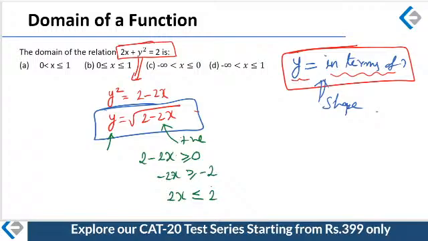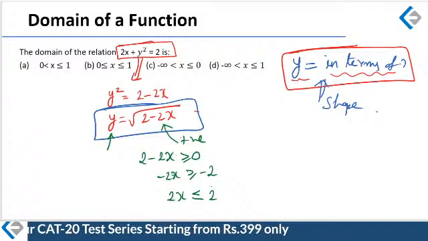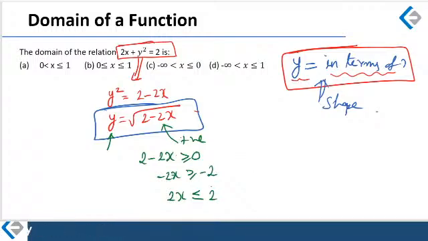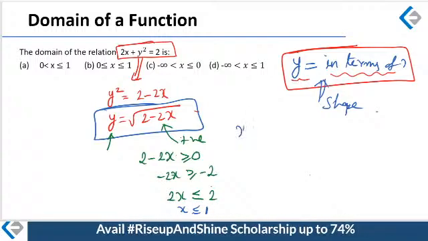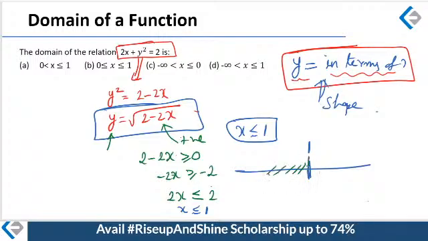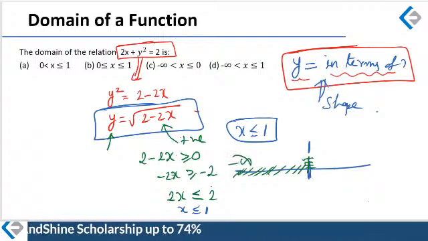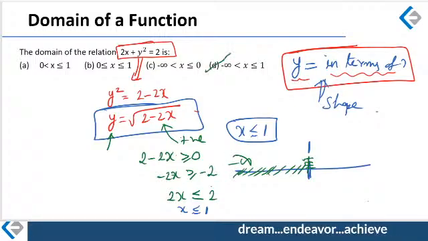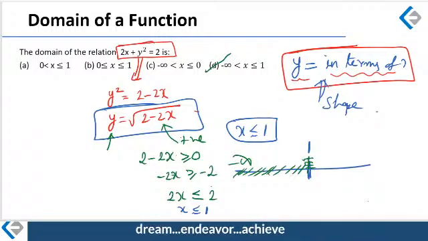Finally you write it as x is less than or equal to 1. What does it mean? On the number line, there is a value 1 here. It can take all the values less than or equal to 1. 1 is also fine, and it can go down to minus infinity. So where is this choice? It is clearly mentioned in choice D.